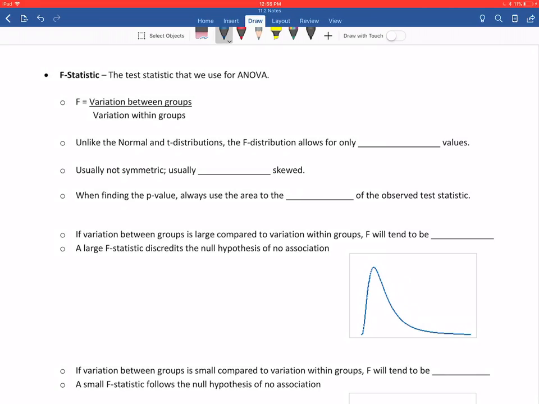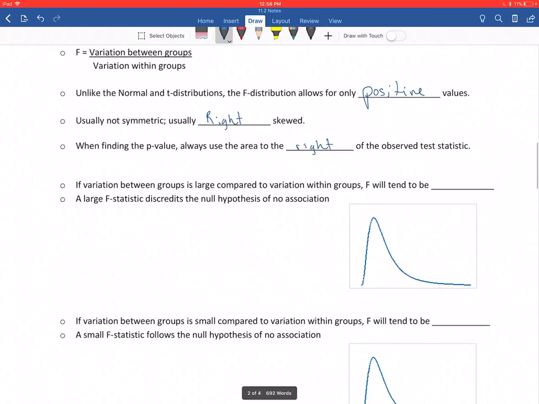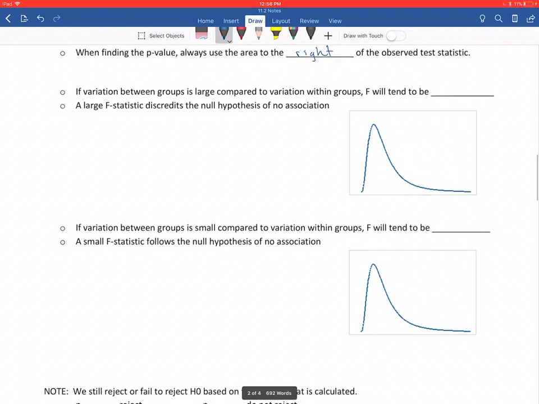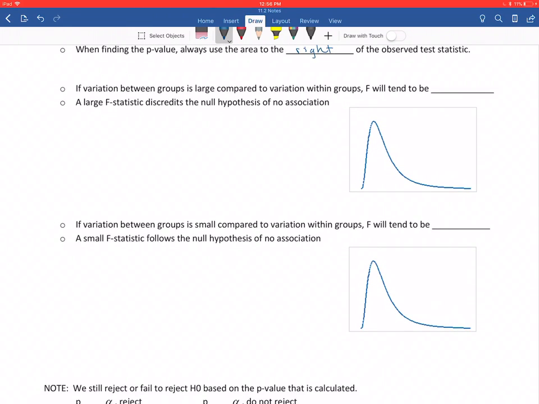So it's very different. The F statistic and the F distribution is very different from the Z and the T distribution that we've seen before, because it only allows for positive values. So Z's and T's can be either positive or negative, but the F's can only be positive, and it's usually not symmetric. It's usually right skewed. So when we find the p-value, we always use the area to the right of the observed test statistic. So we've got some visuals down here of what F distributions look like.